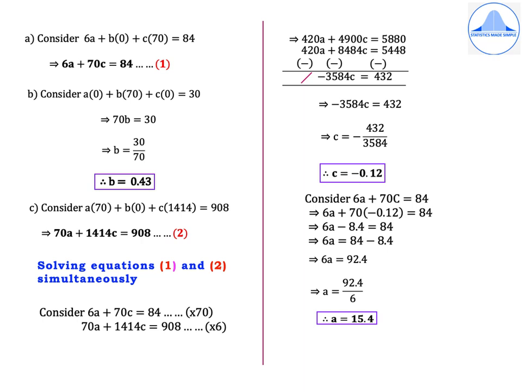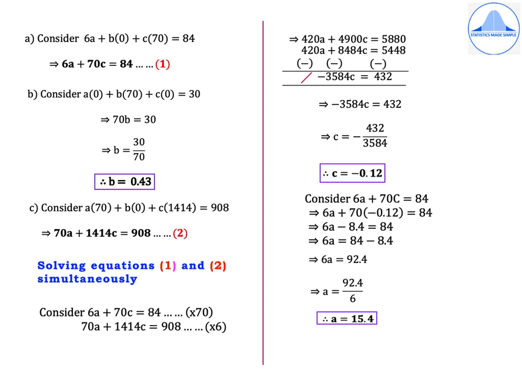Substituting for the value of n and the totals in the three normal equations, we get the first normal equation as 6a plus b into 0 plus c into 70 equal to 84, which implies 6a plus 70c equal to 84. Call it the first equation. In the second normal equation, a into 0 plus b into 70 plus c into 0 equal to 30, which implies 70b is equal to 30, or b is equal to 30 divided by 70. Therefore, b is equal to 0.43.